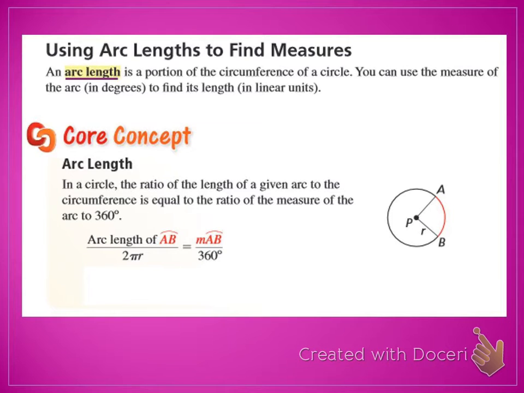You're going to take the arc length, so go ahead and write that one down. There is a box. You're going to take the arc length, which is a portion of the circumference, right? It's part of the circumference. You're going to put it over the whole circumference.